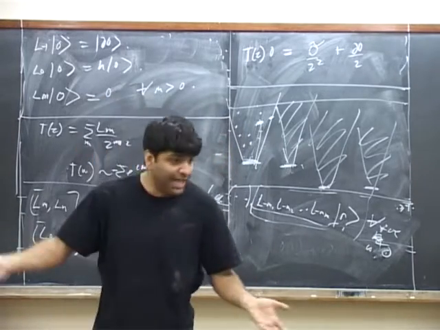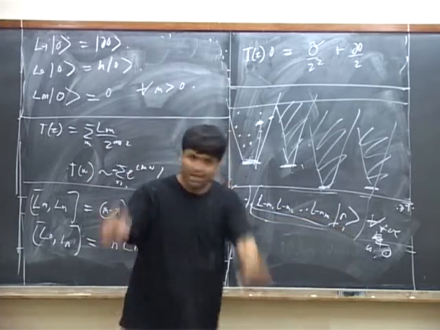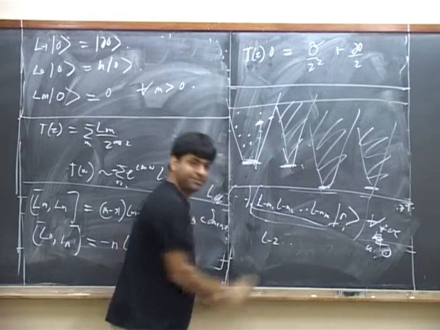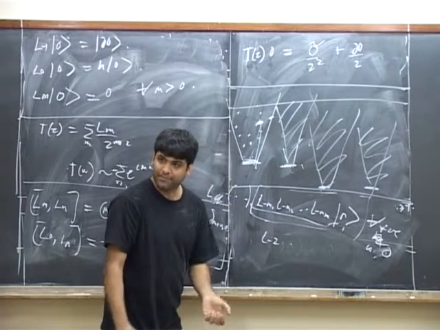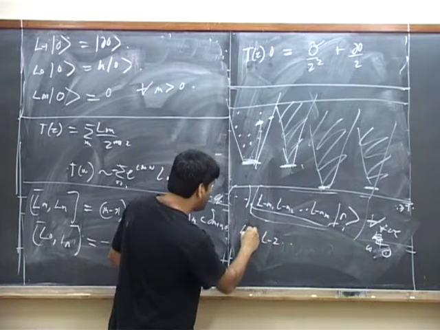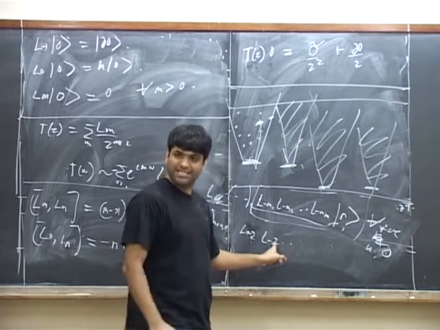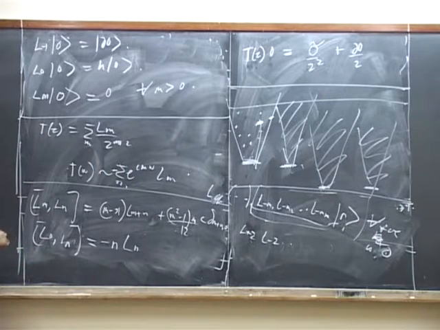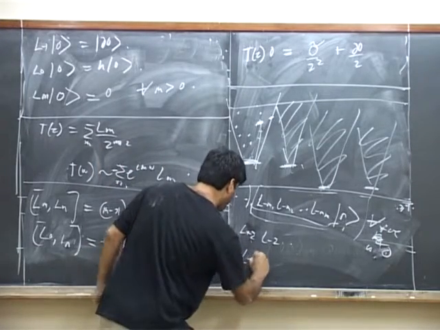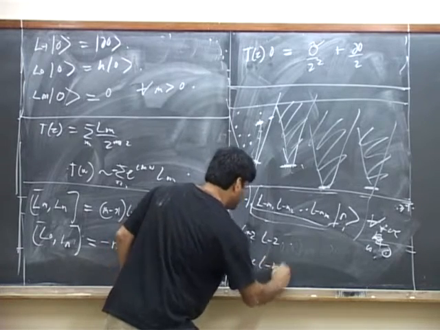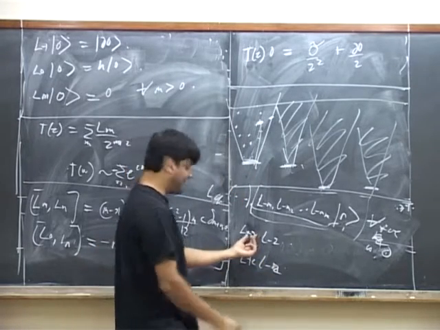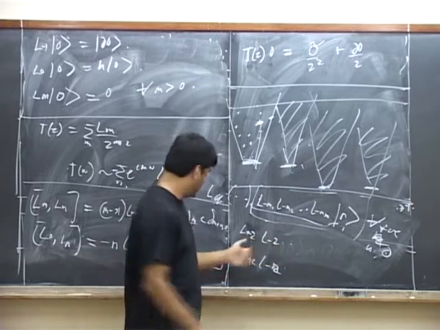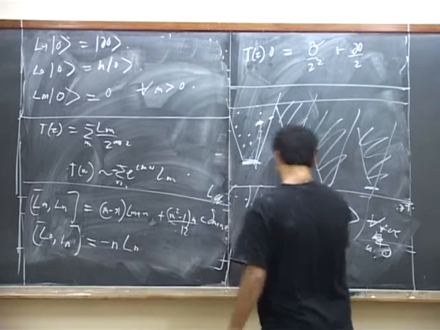If there are none left, then we've reached the primary in question. But if there is something left, let's suppose there's an L minus 2 left. Then I'll act with an L plus 2 on this state. Now, according to the Virasoro algebra, L plus 2 times L minus 2, I'll take the commutator. This thing I had is a primary.